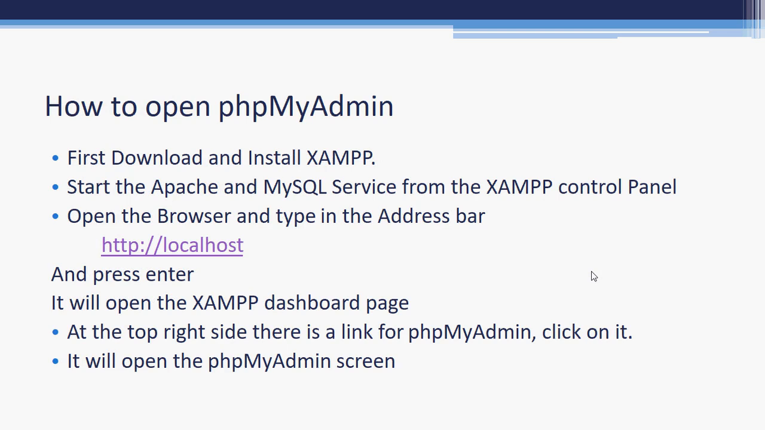So how can we use phpMyAdmin? We have to download and install XAMPP. Basically, we can download XAMPP and use it. The XAMPP package is for the development of PHP applications, but this is the easiest way. Download and install XAMPP, then start the Apache and MySQL services.